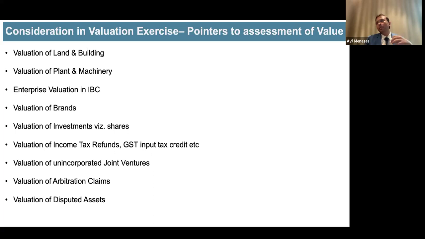Similarly, as far as investment in shares is concerned, we will also have to look at the underlying asset and the balance sheet of the subsidiaries and the associate companies, whether you have a majority interest or a minority interest. One interesting case that I would discuss is arbitration claims. How do you value arbitration claims? So if anyone has handled arbitration claims and valuation, how they would have gone, that person would be really in a position to say that, hello?